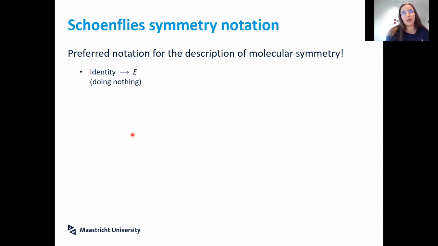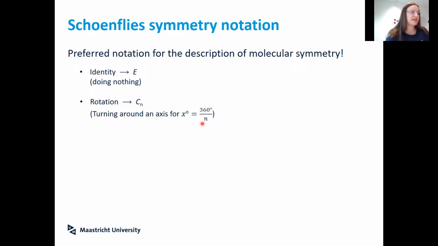You can do nothing. There is the operation of doing nothing, which is called the identity, and it's defined with E. Then going a bit higher, you can do the rotation around an axis. You notate it with a C with this subscript n. Now the subscript n is not something that you use as it is, so you don't call this Cn. You specify which C you're talking about based on the fraction of 360 degrees that you are using.